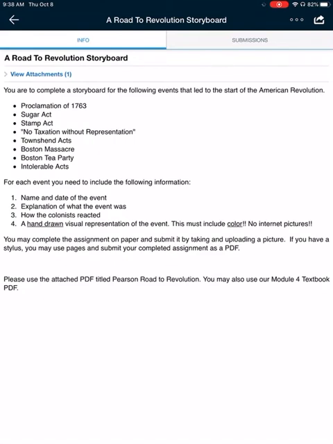Or, I know Pages, if you have a stylus, allows you to use a draw aspect, and some other apps allow you to do hand-drawn things on your iPad. If that is better for you, that's fine, just as long as it's uploaded to this assignment as a PDF. If you're doing it on paper, you're taking a picture of the different papers and submitting those pictures.